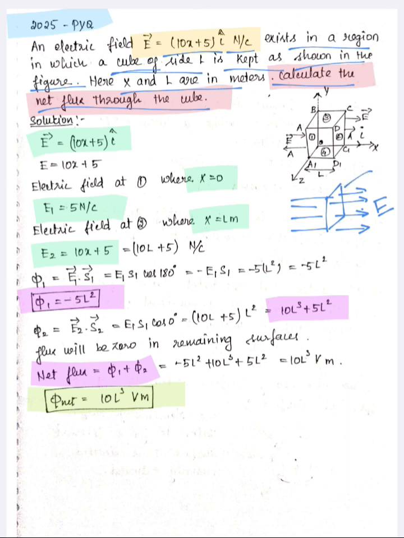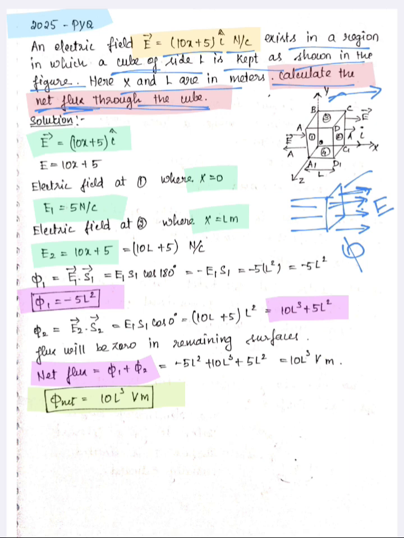We know when we place a surface in a region of electric field, the electric field lines are passing through the surface, and the number of field lines passing through the surface is known as the electric flux. Here we placed the cube in the region of electric field, so the electric field lines are passing through the cube. We need to find the total number of field lines, that is the net flux through the cube. We know flux is the dot product of electric field and the area vector. So we must know the electric field and area of each surface of the cube to find the net flux through the cube.